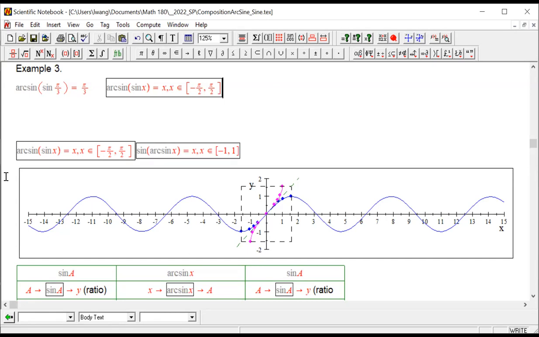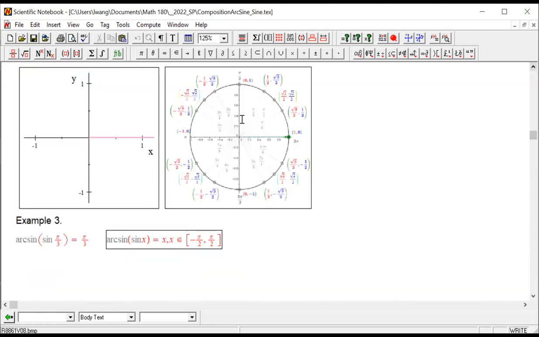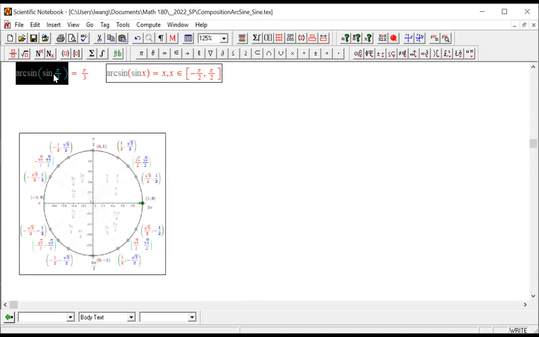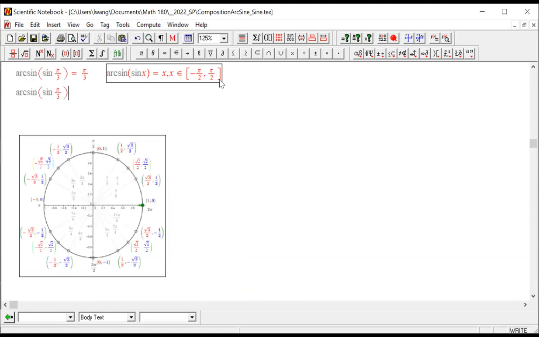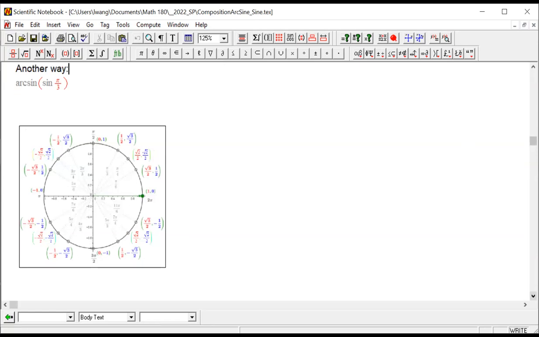However, what if you don't? In this situation, it can actually be done without using this identity. I'm going to show you how to do that. Pretend that you don't know this identity. I'm going to show you another way. Pretend we don't know that extra information.